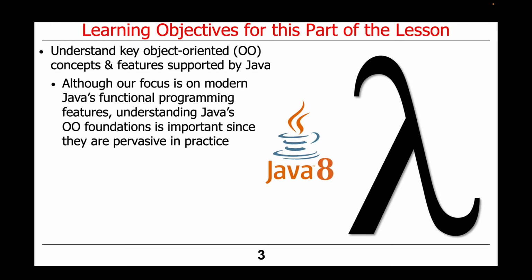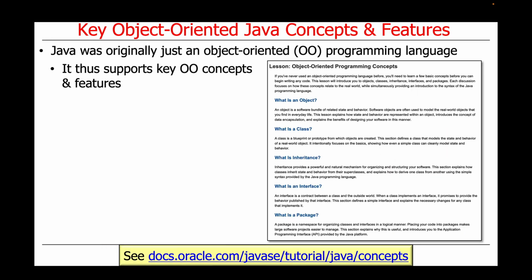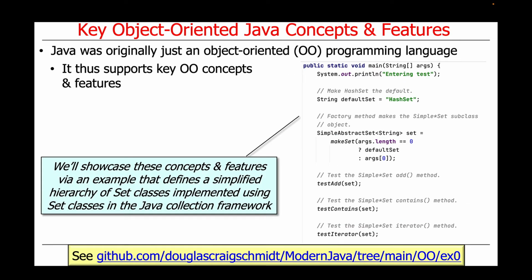Almost all programs we'll cover that use modern Java features also leverage the object-oriented features one way or another. Java was originally designed just to be an object-oriented programming language. Therefore, it's no surprise it supports key object-oriented concepts and features, such as objects, classes, inheritance, interfaces, packages, and so on and so forth. We'll showcase these concepts and features via an example that defines a simplified hierarchy of set classes that are implemented using the set classes in the Java collection framework.